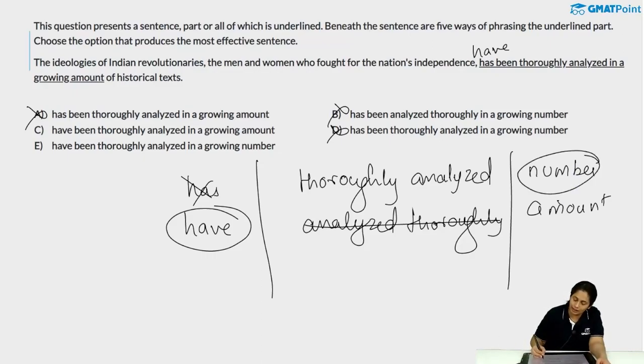So number is correct, amount is incorrect, which would mean that option C is incorrect, option E is the right answer. So the correct answer is option E.